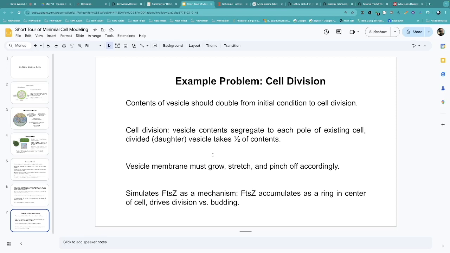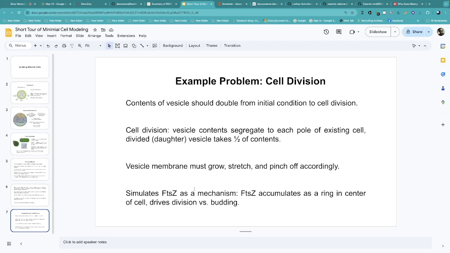Now, we have a problem where we need to represent this properly. Sometimes we need to take these contents and segregate them out to each pole of this elongating membrane. We need to then have something in the middle to pinch off the single cell into two cells. So the vesicle membrane must grow, stretch, and pinch off accordingly. And this all needs to be done with these lattices and beads and things like that. It's not that we're actually observing this process, it's that we need to model this in the context of our digital model.